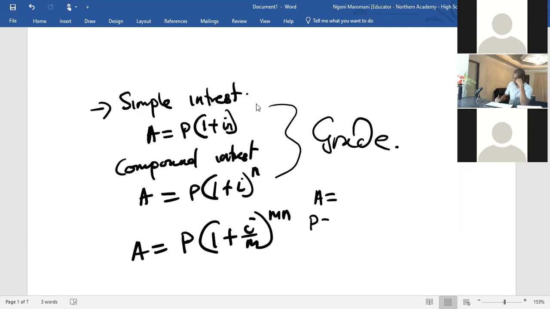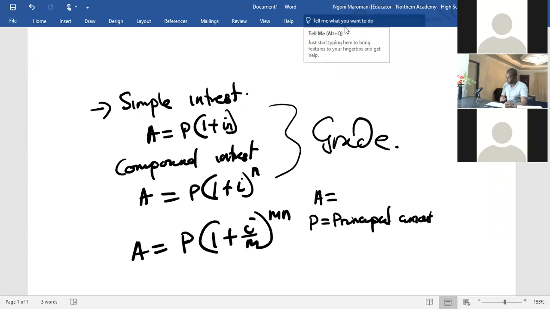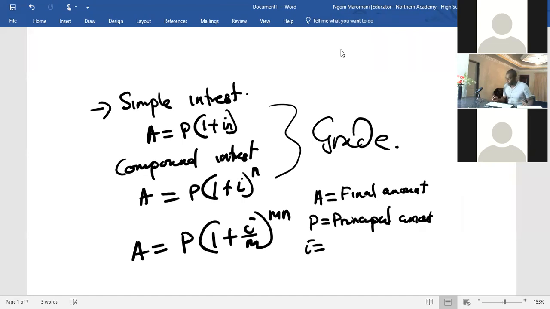Okay, what does P represent? Principal amount. P is the principal amount, the amount of money you started with. Right. So what is A then? The final amount, or the accumulated amount. Are we getting that one? Which is the final amount at the end of the investment period. i, what's our i? Interest rate. i is our interest rate.